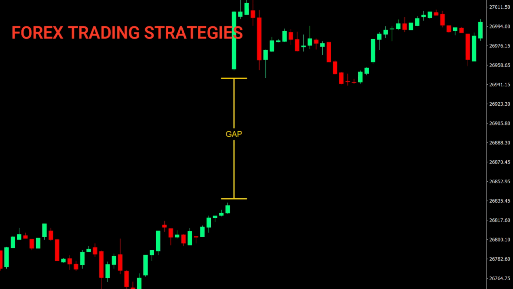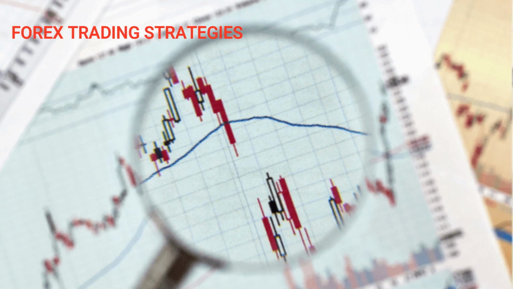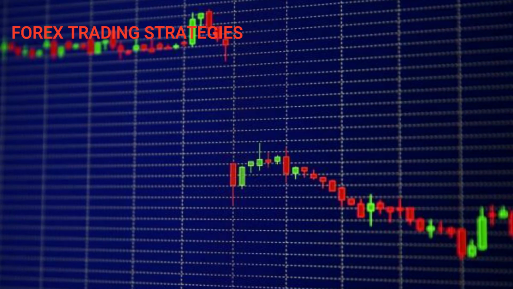First things first, let's define what gaps are. A gap is a break in the normal price pattern on a chart. It occurs when the price of a currency pair jumps from one level to another without any trading taking place in between. In other words, there is a gap in the data. These gaps can happen on any time frame, but they're most commonly seen on the daily chart. I'm sure you've seen them before. You'll notice a big empty space between two candles on the chart. That's a gap.